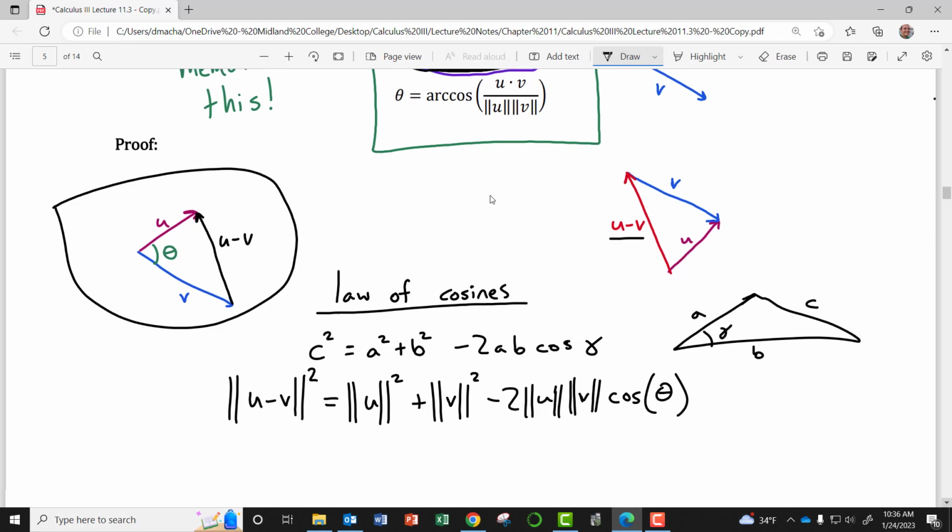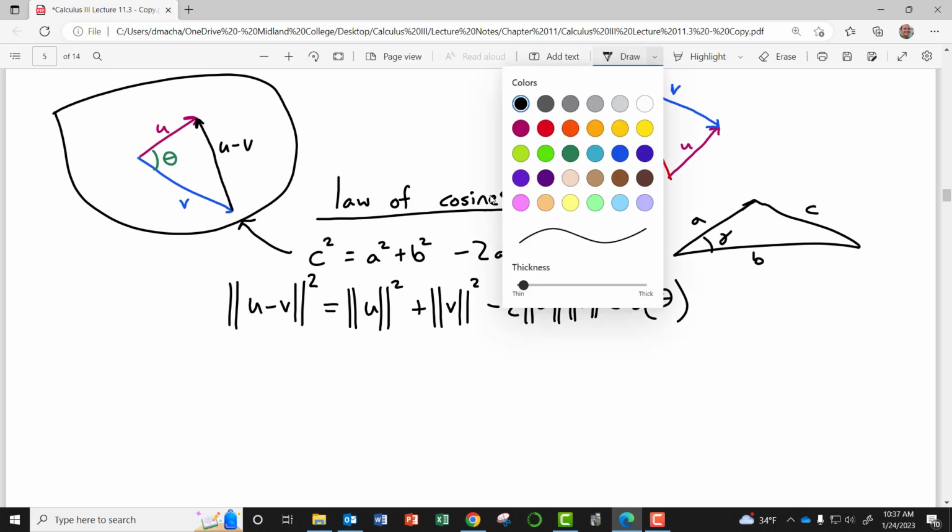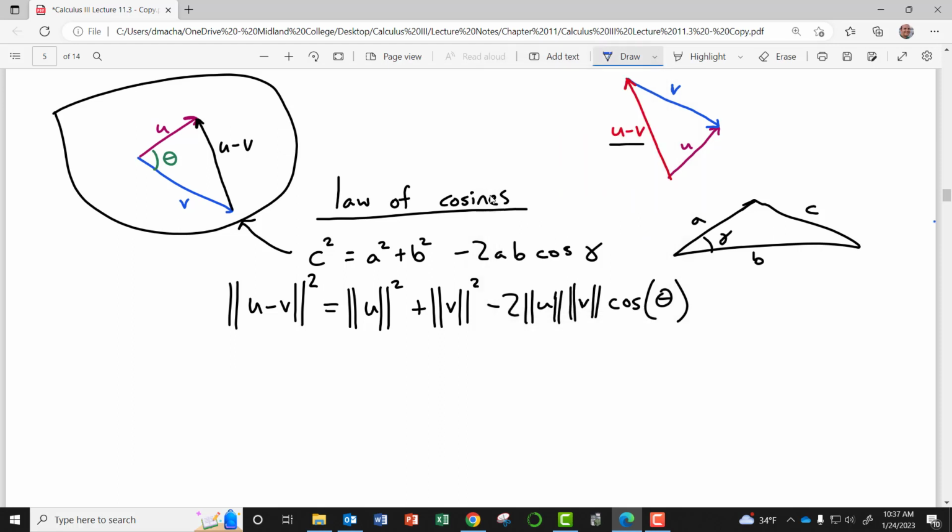Okay, so hopefully this all makes sense, how I went from the law of cosines and then applied it to this triangle we have and got the expression we have right here. Now we're going to use some properties of the dot product.